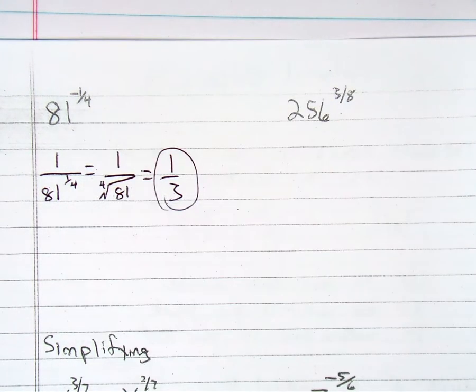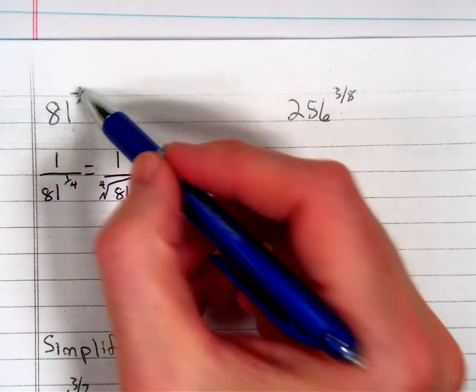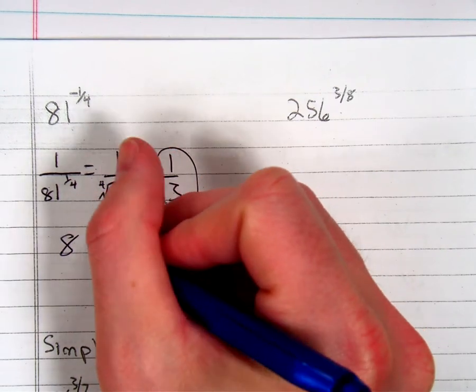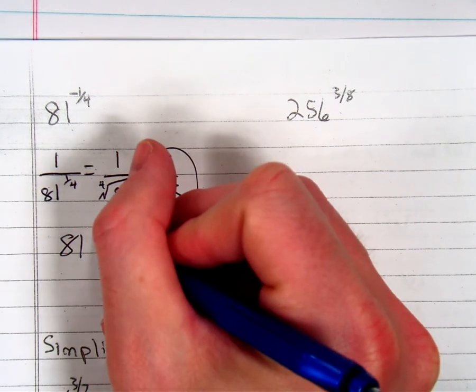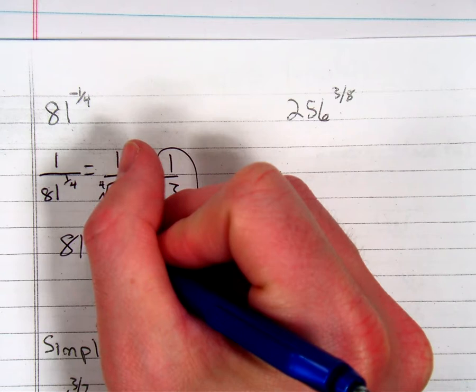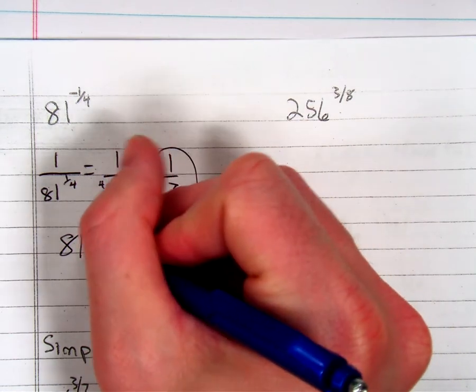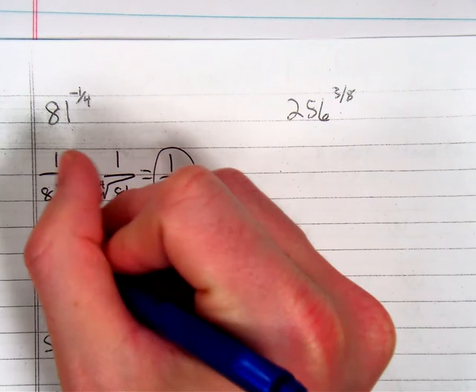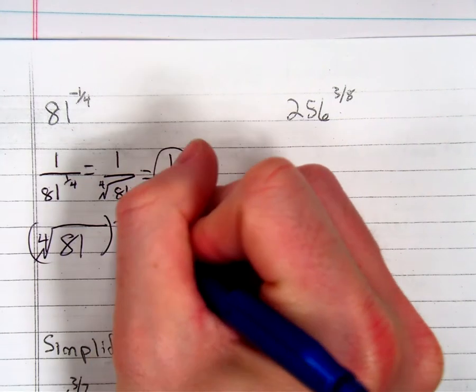Boom. 1/3. Okay, let's think about another way you could do this. You could just kind of ignore the negative sign until the end. The top would be to the negative 1. Let's do the root first, and then do the top.